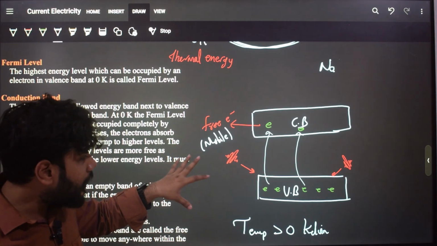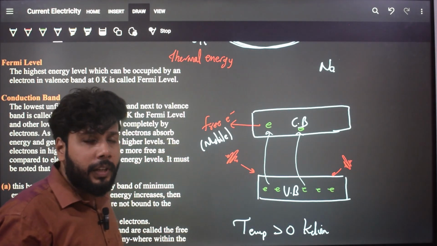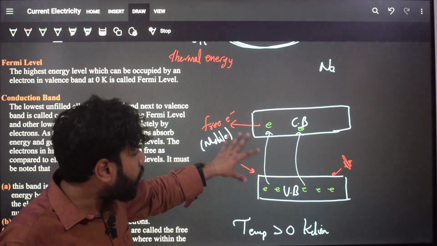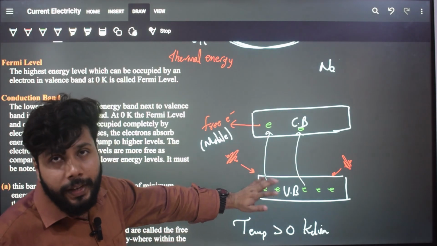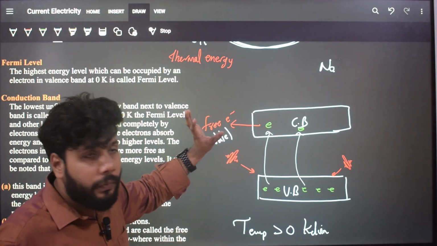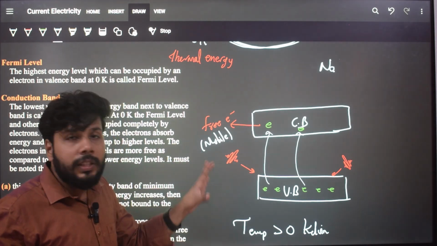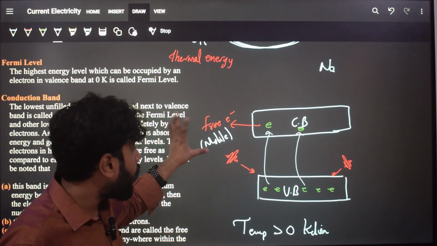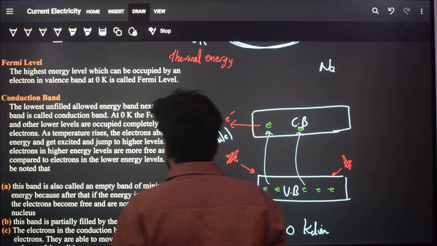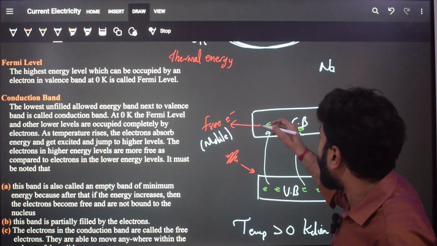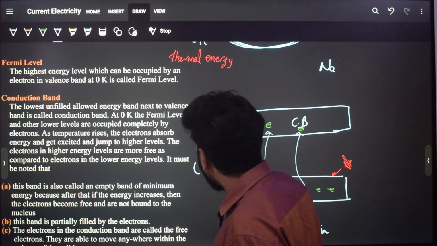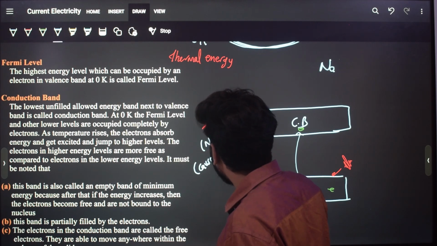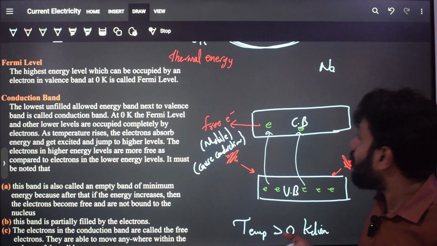So in an atom which is part of some crystal, there will be many energy bands: first, second, and third order, and the valence band. If an electron gets sufficiently high energy, it will jump from the valence band to the conduction band. And here the pull of the nucleus will be nearly negligible, so it can move easily with nearly no force. So these electrons are known as free electrons, and they are mobile, and these are the only electrons which cause conduction.